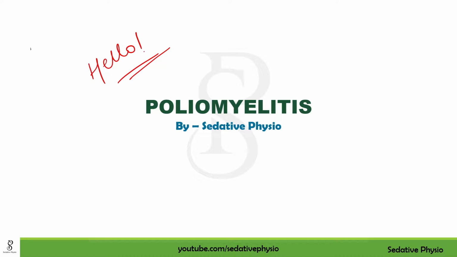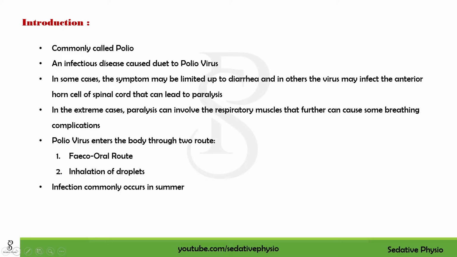Okay, so let's start today's lecture, poliomyelitis. Poliomyelitis is commonly called polio. Poliomyelitis is an infectious disease that is mainly caused by the poliovirus. So the poliovirus is responsible for this condition, and because of the name of this virus, the name of the condition is taken: poliomyelitis.